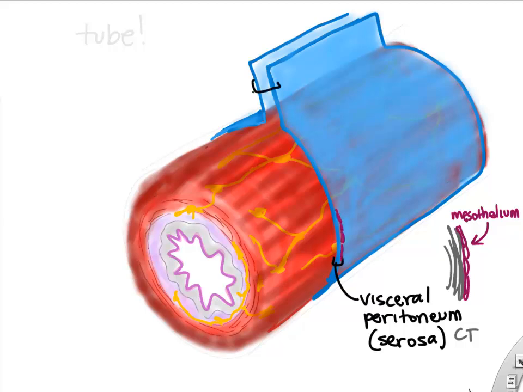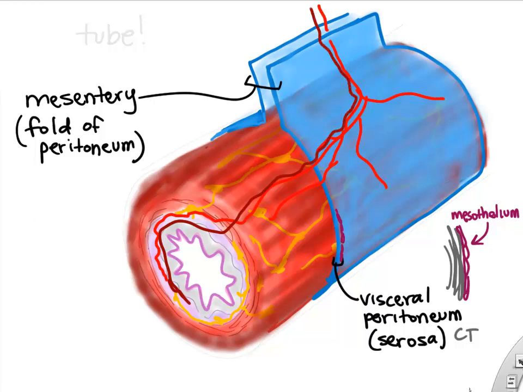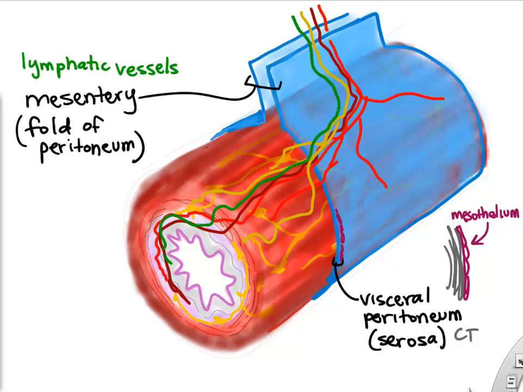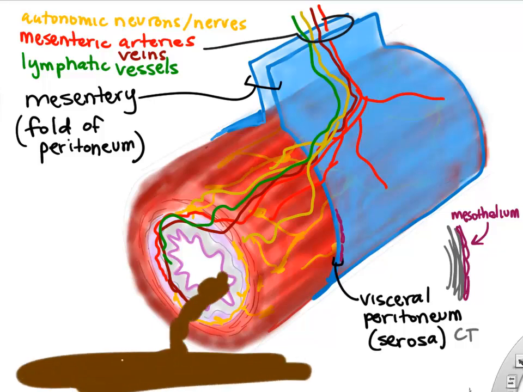And then traveling within this sort of sandwich of visceral peritoneum are going to be blood vessels and nerves and even lymphatics. So we call that fold of visceral peritoneum that anchors the tube mesentery. And so we can see blood vessels that would be originating from our aorta and things like that, going out to our digestive tube. We can see lymphatics coming back towards that mesentery sheet. We would also see autonomic nerves and neurons traveling in there as well. So to and from our digestive tube is carried through the mesentery.